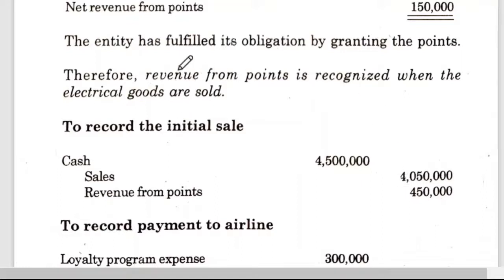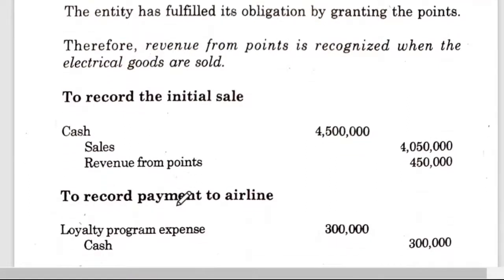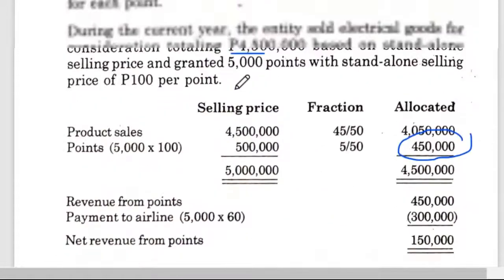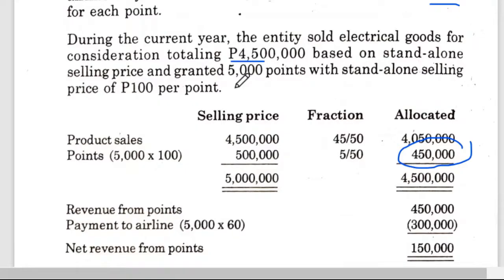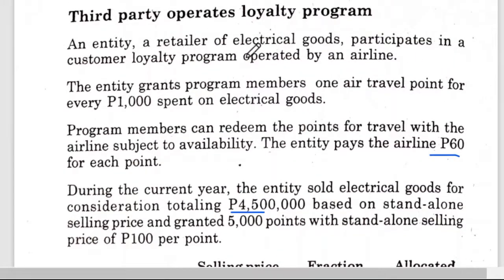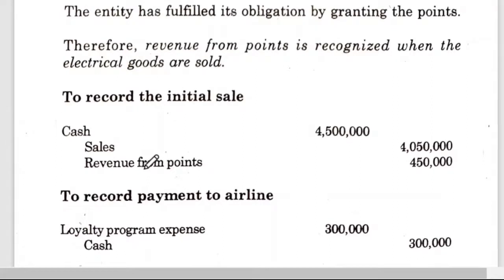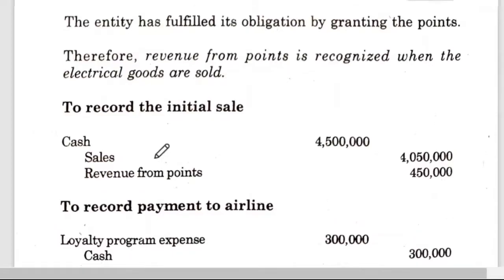So it is not deferred since, according to the problem, the entity already fulfilled its obligation by granting the points. So it automatically recognizes the revenue from points. Since the party that will be distributing the incentives for the points is not the store, the points are not converted to other electrical goods, they are converted into airline points, travel points. So we do not recognize sales, because there are no additional sales when the customers redeem the points. When they redeem and use their points, it does not mean they buy additional goods from that electrical store. Is that right, electrical store?